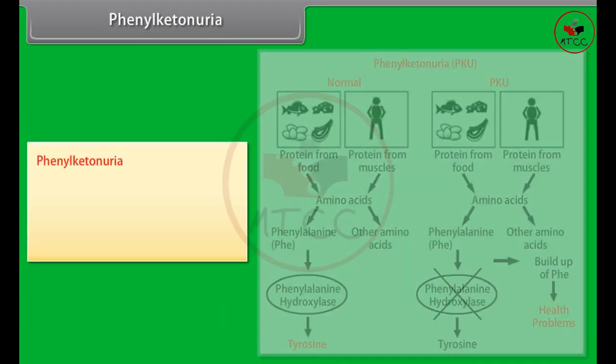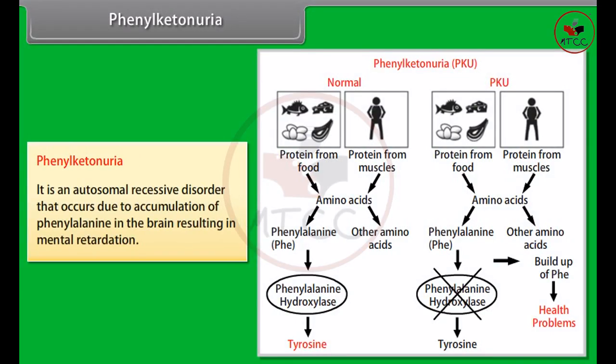Phenylketonuria. It is an autosomal recessive disorder that occurs due to accumulation of phenylalanine in the brain resulting in mental retardation.